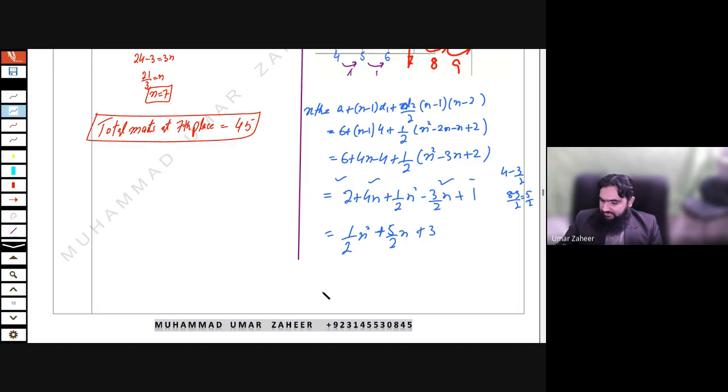Now substitute 7 here. 7 square, 5 multiplied by 7 divided by 2, that is 45. We have to substitute 7 here. At n is equal to 7, you will get 45.